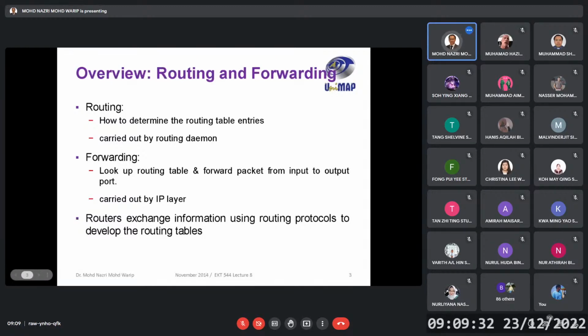Routing and forwarding. For this lecture, we focus on IP routing. IP routing is the most important knowledge for a network engineer. You should know what IP routing is. What is routing? Routing is how to determine the routing table entry.